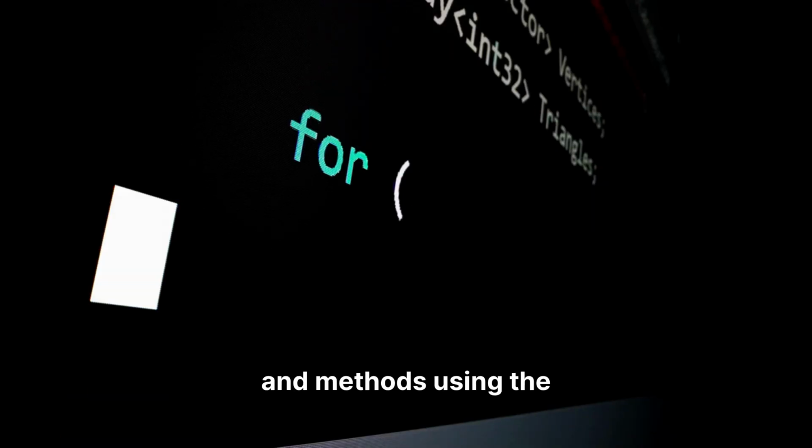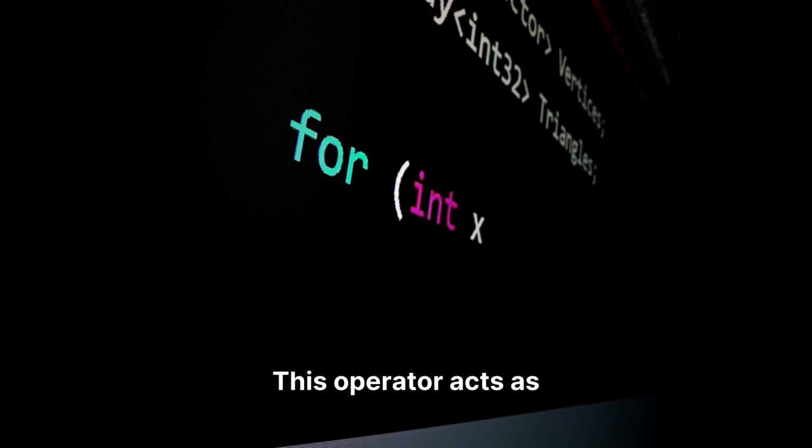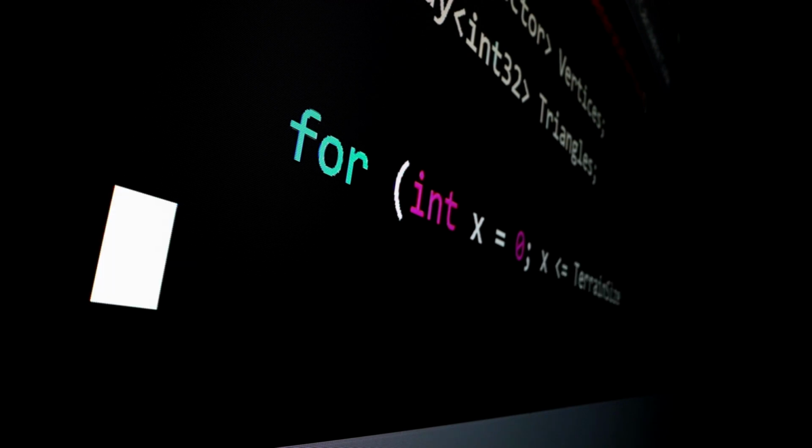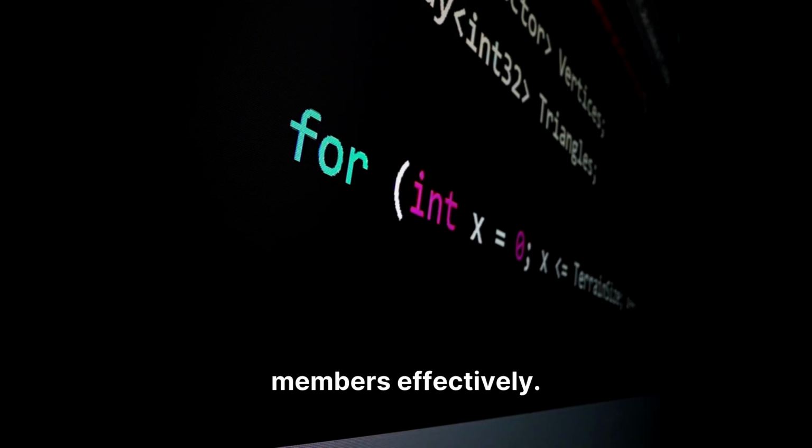Once created, you can access the object's fields and methods using the dot operator. This operator acts as a bridge, allowing you to interact with its internal components. You can retrieve data from fields or invoke methods to perform actions, utilizing the object's defined members effectively.